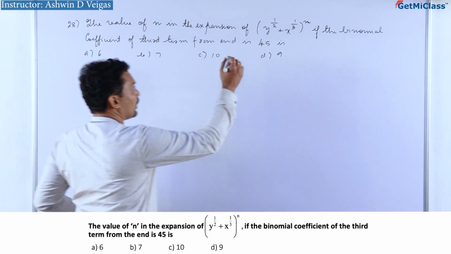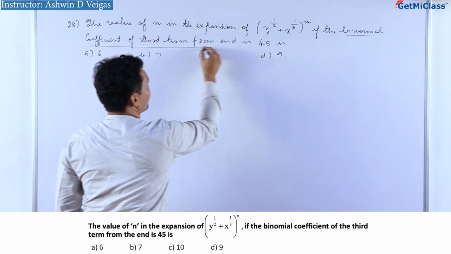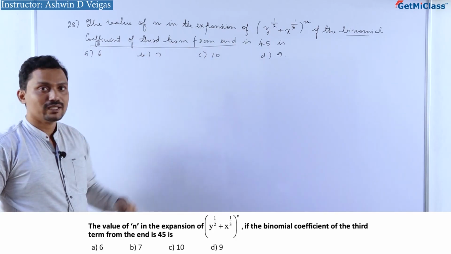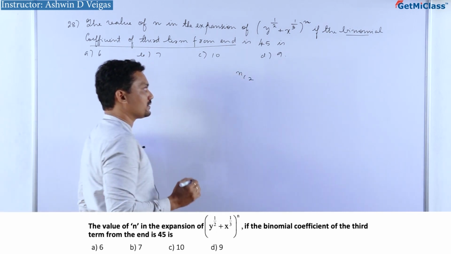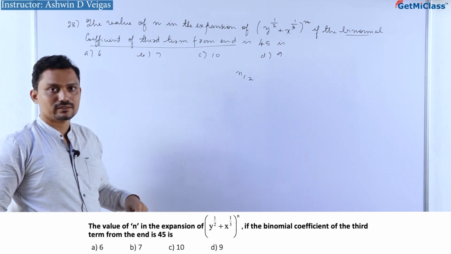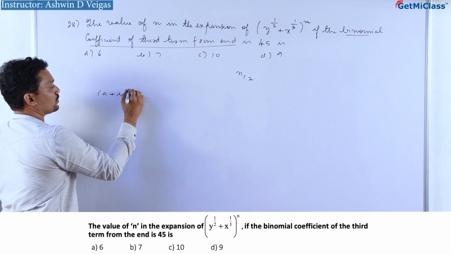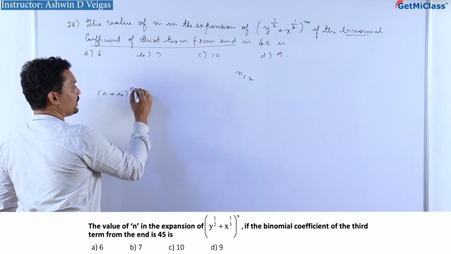That is, what is the binomial coefficient of the third term from the end? Actually, the binomial coefficient of the third term from the end is always nC2. Now, how do we justify this? Okay, we will take one simple example. Suppose we take (a + b)^5.